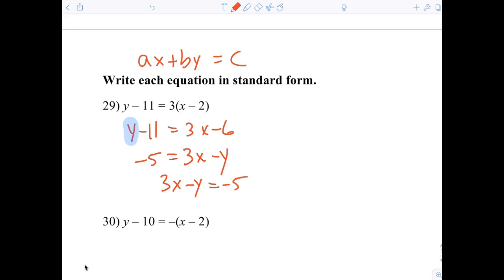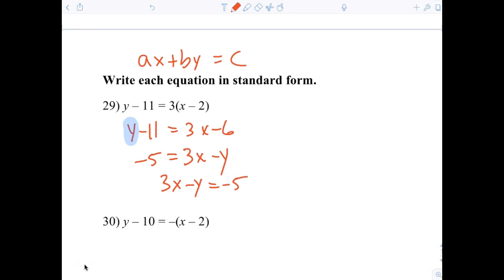Yes, sir. So if the x is already positive, you leave it alone. If the x is negative, you're going to do what? Move it to the other side. Yes, because you want the x to be positive. So, could it be negative y plus 3x? No, because x has to be written before the y for standard form. That's just a rule.